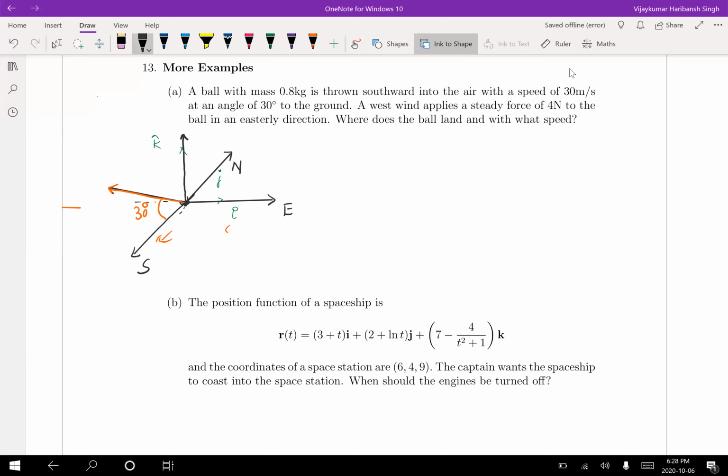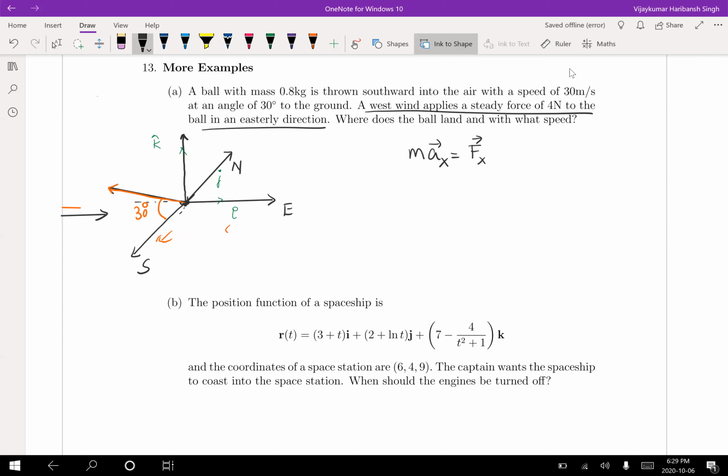So mass into acceleration equals force, right? Now this force is acting in the direction of the wind, which is pushing it in the eastern direction. So wind is flowing from here to this direction. So MA equals FX, and what is your wind?